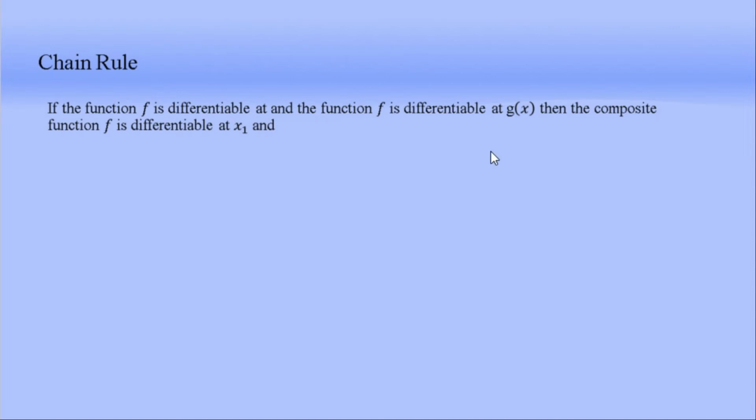Moving on to another topic, the chain rule. Based on its definition, the chain rule is defined as: if the function g is differentiable at x, and the function f is differentiable at g of x, then the composite function f of g is differentiable at x. And the formula for the chain rule is this one.